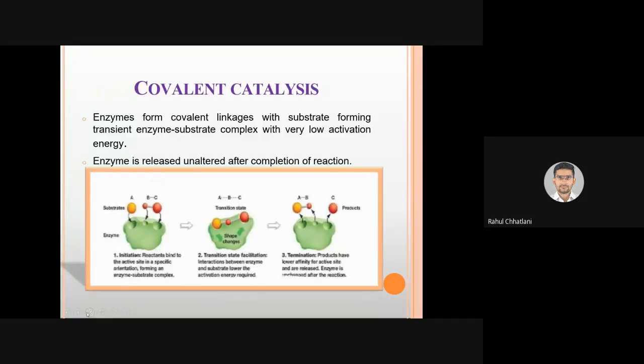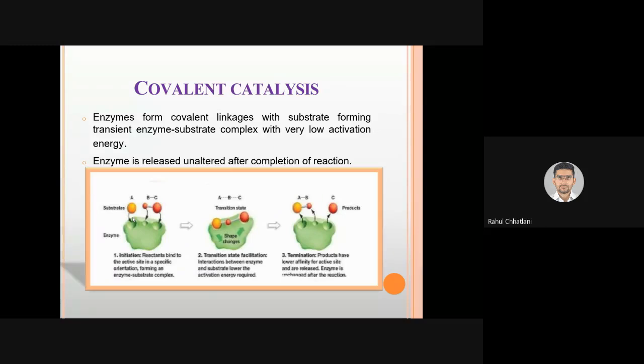Enzymes form covalent linkages with substrate, forming a transient enzyme substrate complex with low activation energy. Enzyme is released unaltered after completion of reaction. So what will happen here? Substrate is coming, it will form a bond, a covalent bond. Covalent bond means the bond formed by sharing electrons. So it will share electrons and accordingly form a covalent connection with the enzyme. It will form a covalent bond with the enzyme, connect, and the product will form from it.